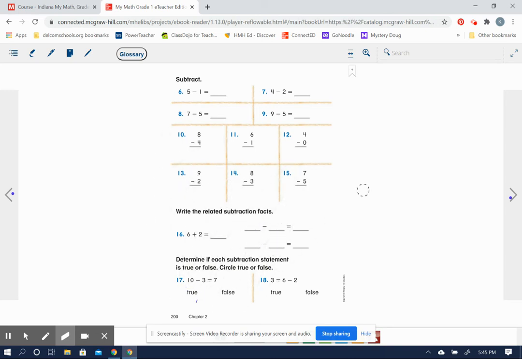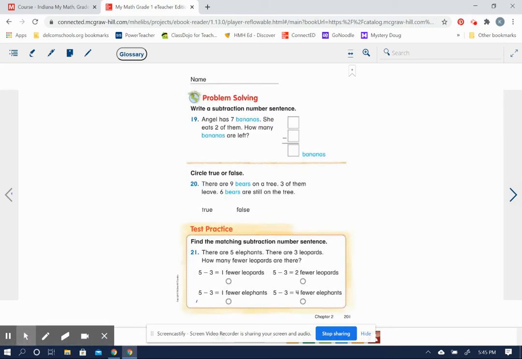Okay, and now, nope, I need the pointer to turn the page. Okay, so now we have some problem stories here.